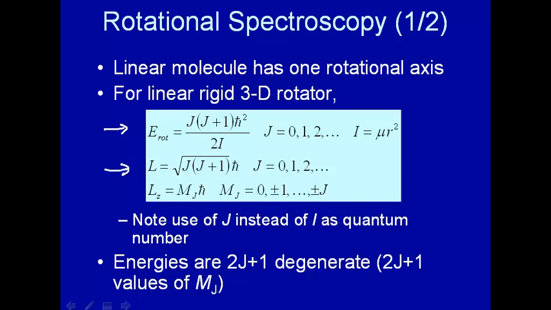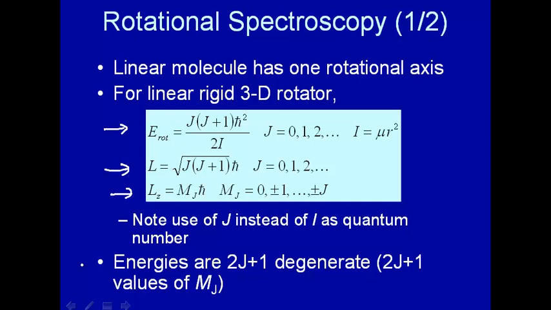Recall the angular momentum was quantized in units of h bar. So here, instead of L, we have the square root of J(J+1) times h bar. And recall that the z component of angular momentum was also quantized in terms of h bar. The quantum number here is capital M sub J. J can go from 0 on up to infinity in integer steps, and M sub J could be 0, plus or minus 1, plus or minus 2. Okay, so with that change in notation, we're ready to look at rotational energy levels.